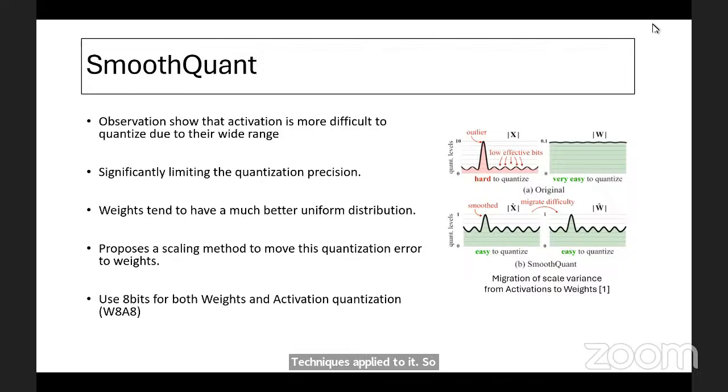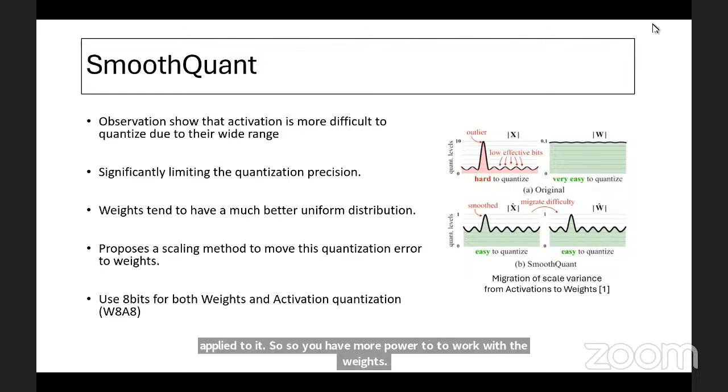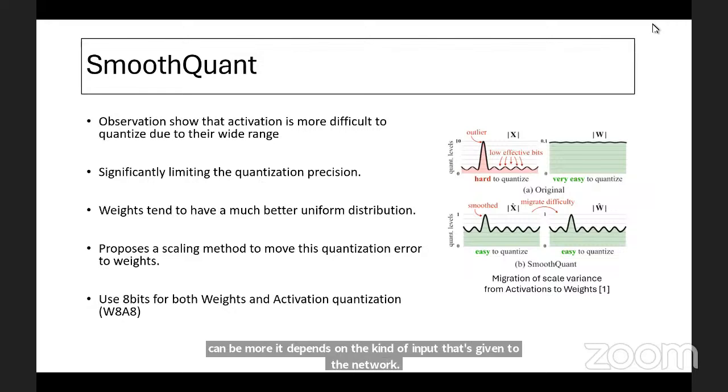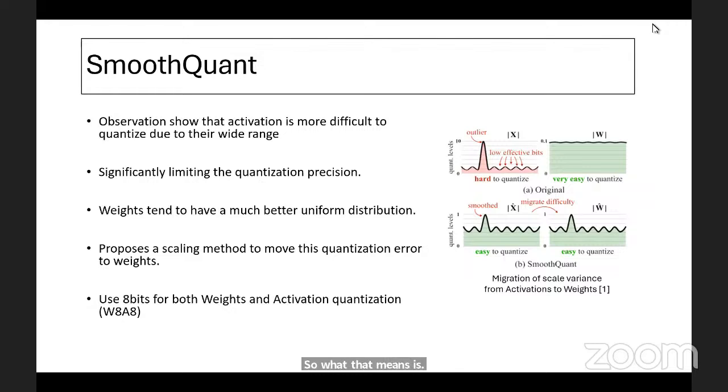When it comes to activations, they are very much input dependent. This is where it becomes tricky. It depends on the kind of input that's given to the network, so we might see a larger variation. This is where we see more conservative approaches for activations when compared to weights.